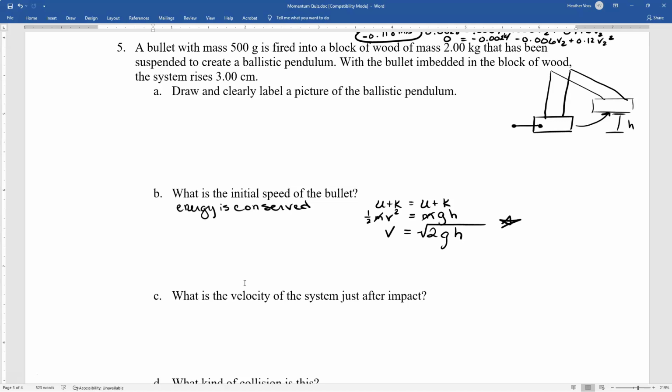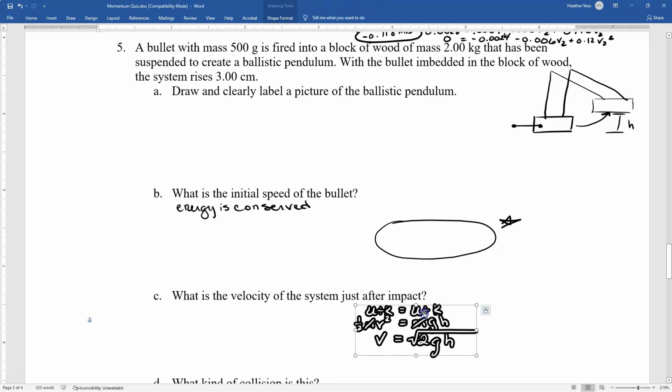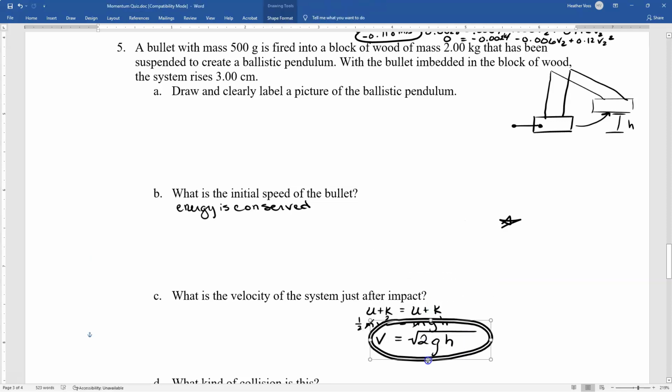Now you may notice that this particular piece keeps coming back. This is about the 5th time we've seen the square root of 2gh. It will continue to keep turning up, kind of like a bad penny. So velocity of the system just after impact is right here. So how am I going to go from just after impact to the initial speed of the bullet? So in reality, what I should do is I should just pick this all up and drag it right here, because it's going to keep coming back. So yes, the square root 2gh is just going to keep coming back.